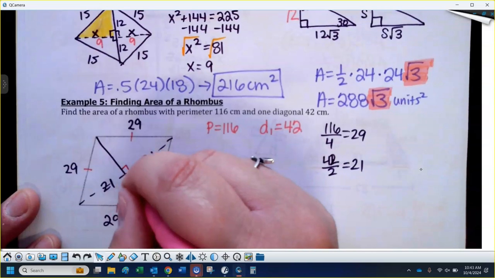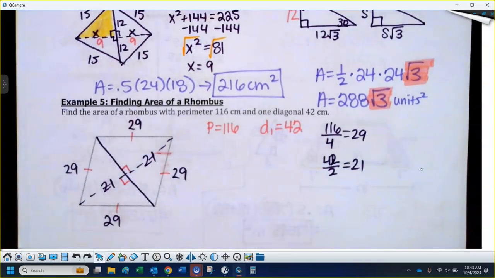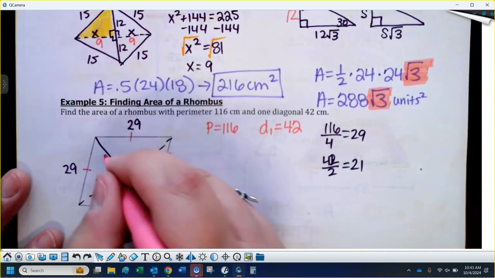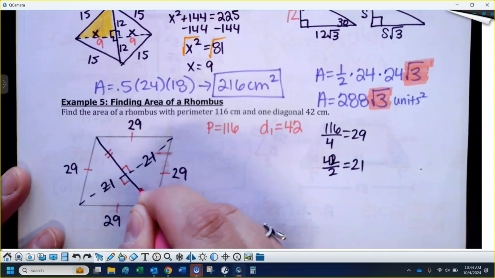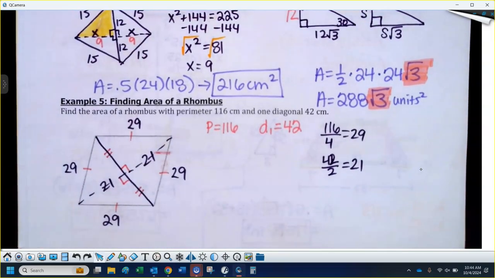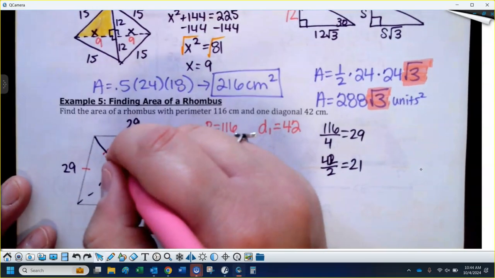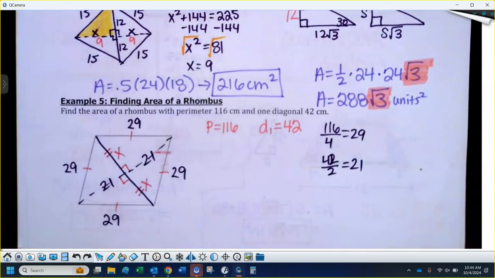The other thing we've got here is the diagonals of a rhombus are perpendicular, so we got right angles here. And the diagonals bisect each other. So those two sides of the other diagonal that I don't know anything about, I know they'd be the same. So maybe I call that x and x. I have to get this other diagonal to be able to do my area. Anybody know what you would do to figure out either one of those x's?